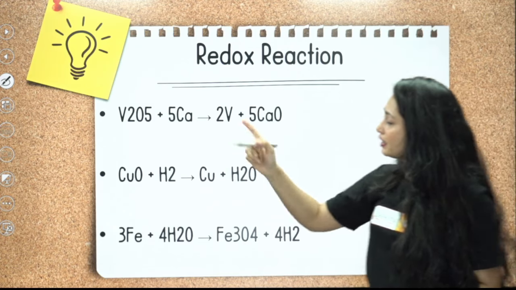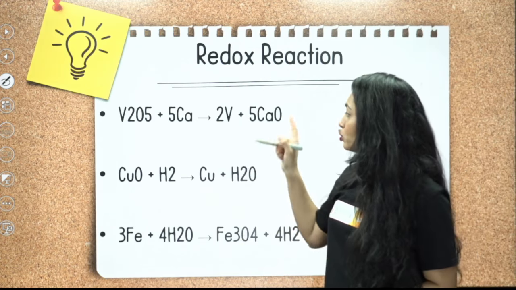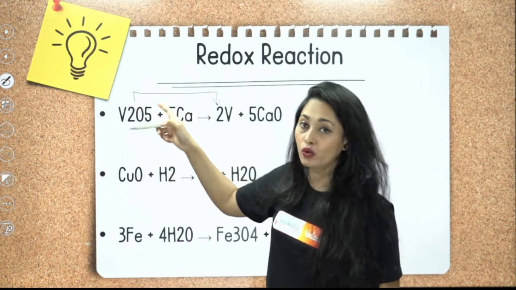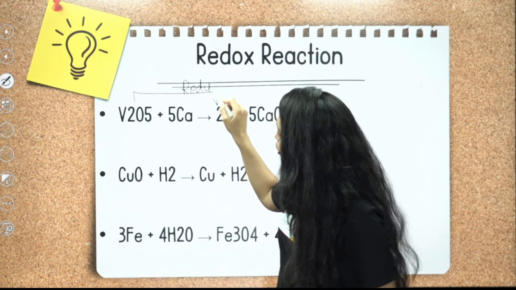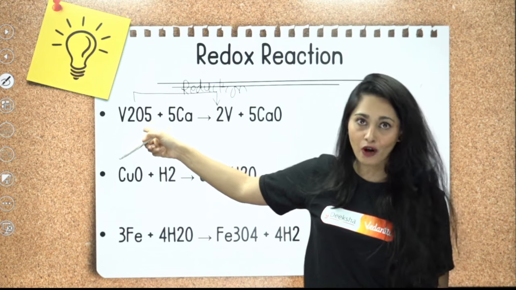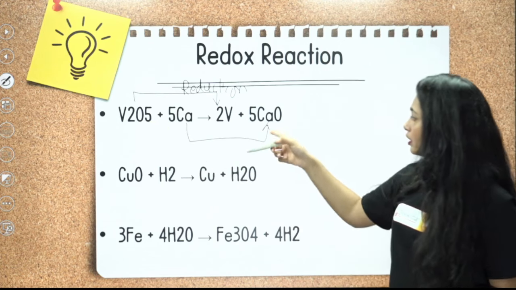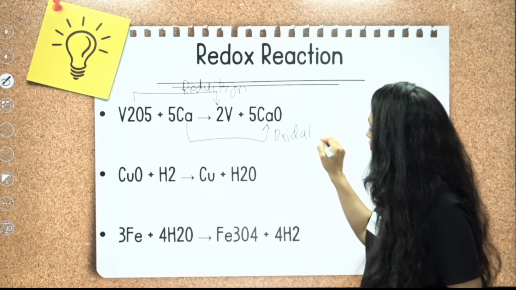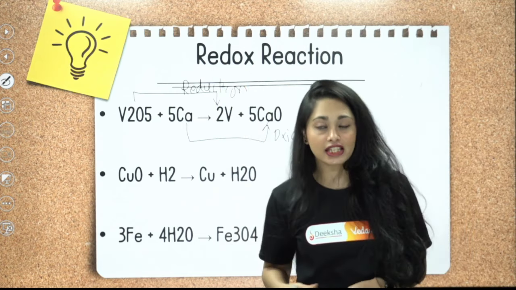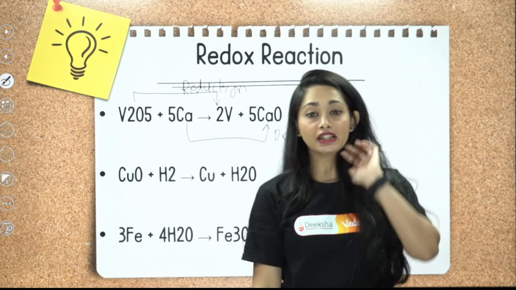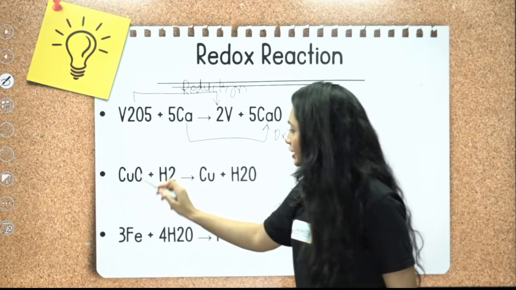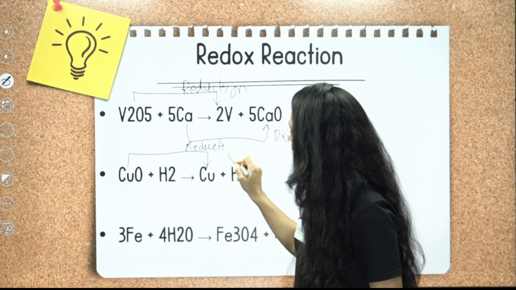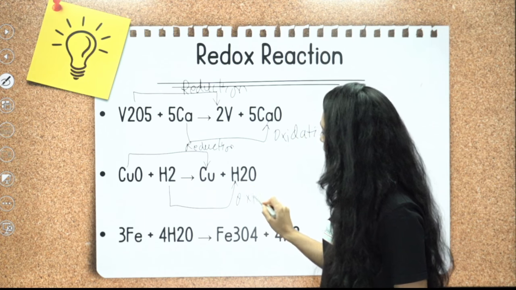These are examples. Here, vanadium pentoxide is reacting with calcium to form vanadium and calcium oxide. Let me show you here. Vanadium oxide is undergoing reduction process. Why is it undergoing reduction process? Because clearly there is removal of oxygen. So here calcium is being added with oxygen, so it is undergoing oxidation reaction. So both reduction as well as oxidation are happening in the same reaction simultaneously, so we term it as redox reaction. Here also the same thing, copper oxide is undergoing what? Reduction, and hydrogen is undergoing oxidation reaction.